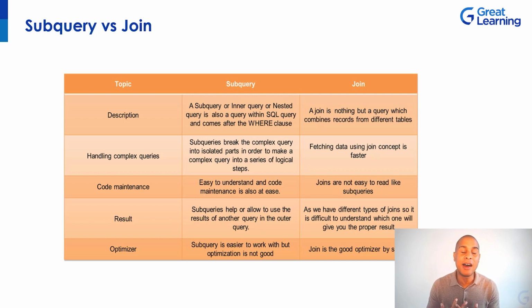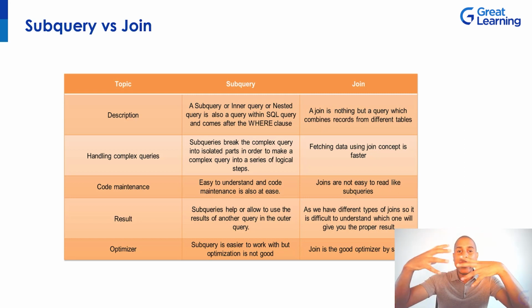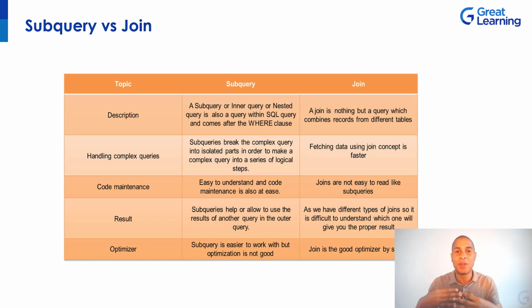So, handling complex queries. A subquery breaks the complex query into isolated parts in order to turn a complex query into a series of logical steps. While with a join, if we're talking about handling complex queries, fetching data using a join traditionally is going to be faster because you're bringing back that whole table that you're looking for instead of waiting for the queries to actually fire.